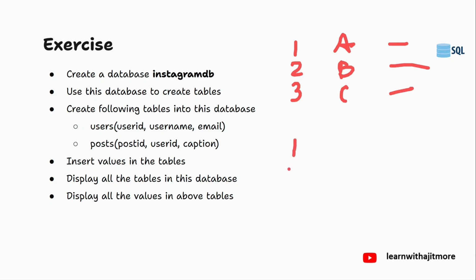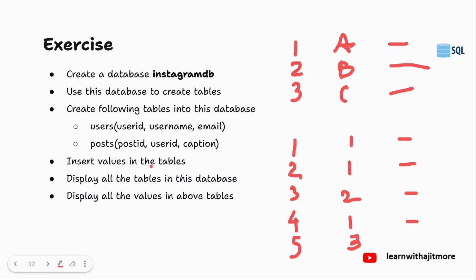Then we have post. Post 1, post 2, post 3, post 4. Here it is 1, 1. Whatever the title of the post. Here it is 2. Here again it is 1. So what does this signify? Post 1, post 2, post 4, these three posts are done by this first user. User 1 has done these three posts 1, 2, 4. Post 3 is done by user 2. Like here if it is 5 and 3, then who did post 5? User 3 did. Like that. And they will have captions. Then add records in it.